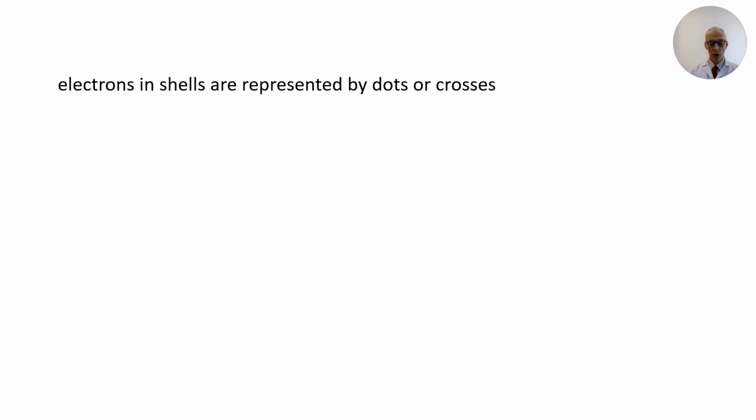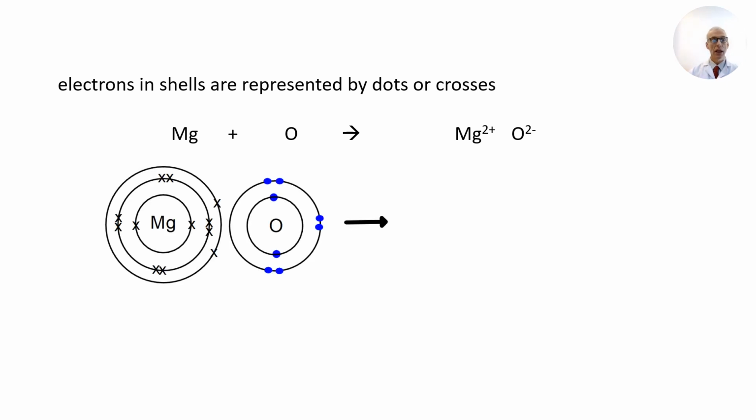So let's give you another problem. Magnesium and oxygen. Here are the atoms, drawn as dots and crosses for magnesium and for oxygen. Complete the ions formed. Pause, come back when you are ready.